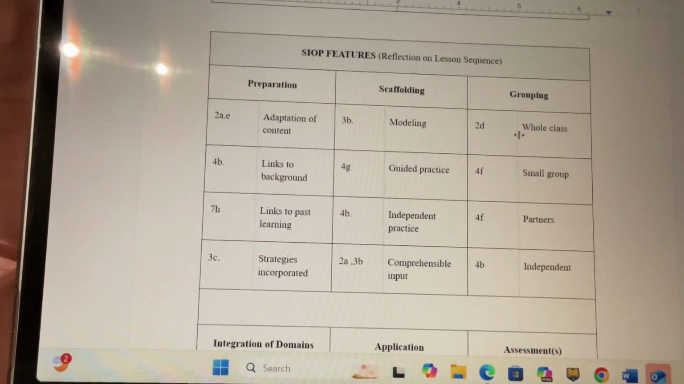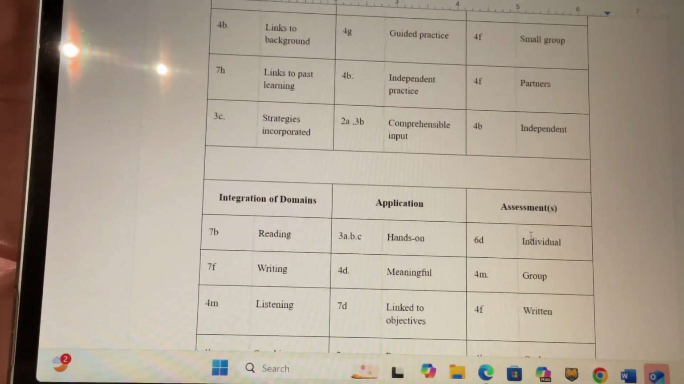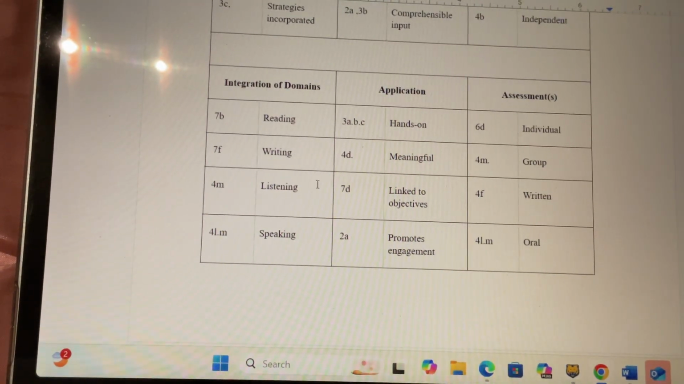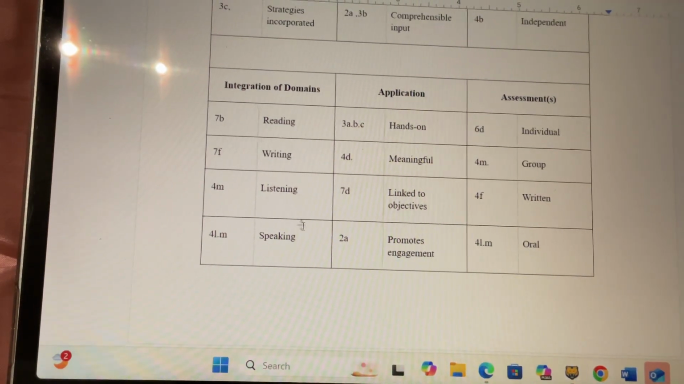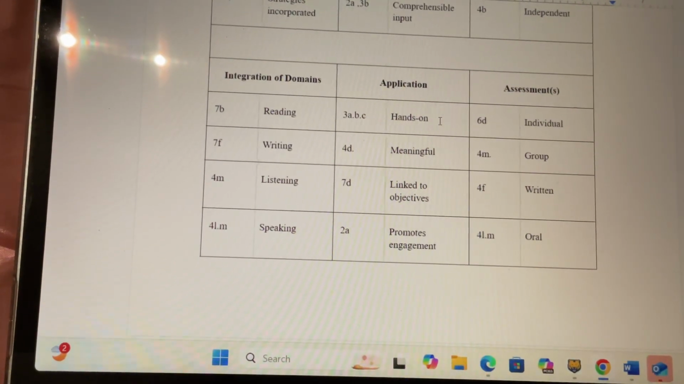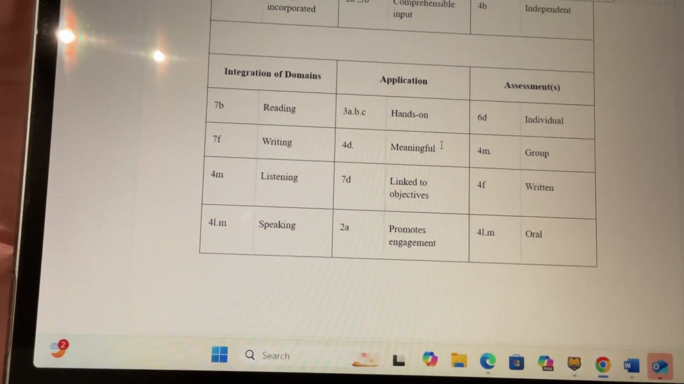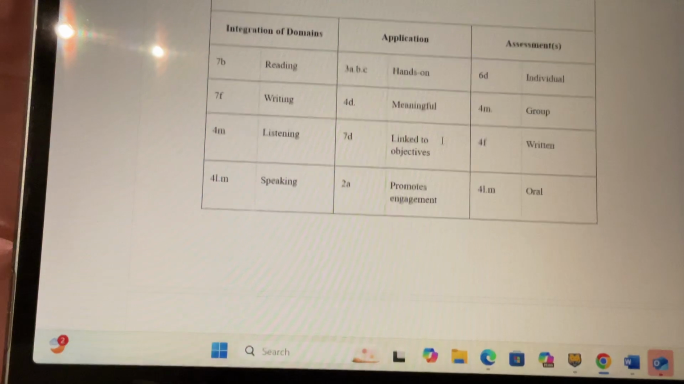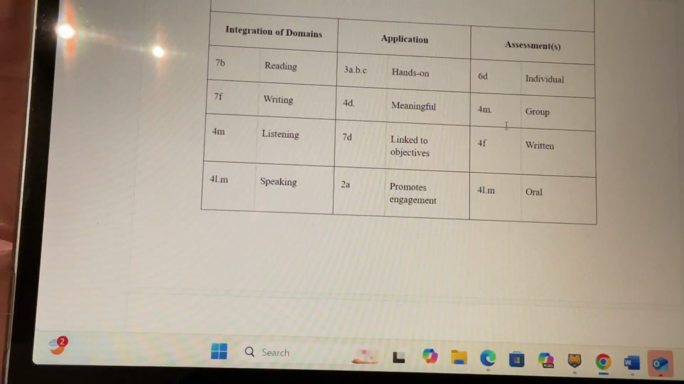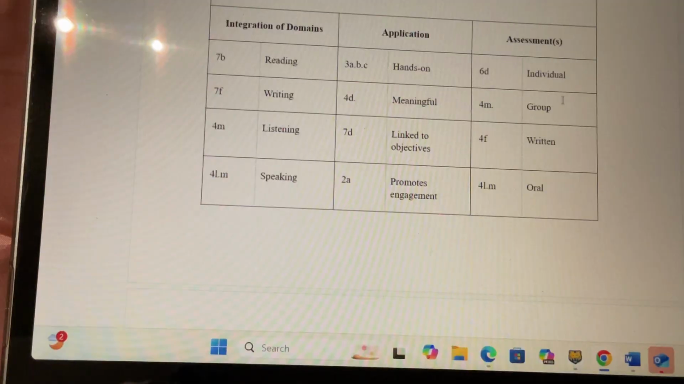Same thing over here. We did whole class activities, small group discussions and partner discussions, and then they did independent thinking. We incorporated all of these, so we would read, and then they wrote towards the end. They listened to each other. They spoke about their ideas. Hands-on, they wrote their own Venn diagrams. It was meaningful because they talked about their own personal things and then something meaningful in the art world. It was all linked to the objectives. I promoted engagement by doing things they were interested in at least once or twice, and then doing something they may not be, which would be probably art, if anything.